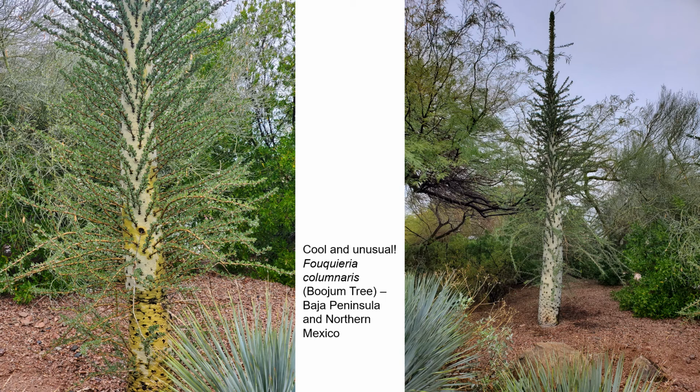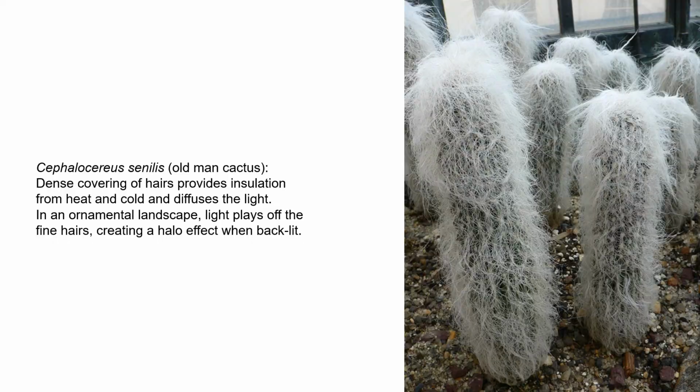So how about adding a touch of cool and unusual to a planting scheme? This Fouquieria is the boojum tree, native to the Baja Peninsula and northern Mexico. And it has a swollen, fleshy trunk and looks very Dr. Seussish or prehistoric. But this is a plant that you rarely see in an ornamental landscape, so it might be a good one if you're looking for something cool and unusual, or you want to add a talking point to a planting scheme. Although the challenge here would be finding a nursery that's actually growing this plant.